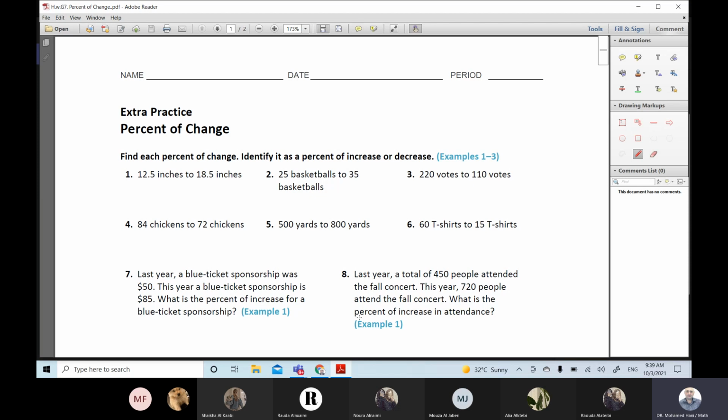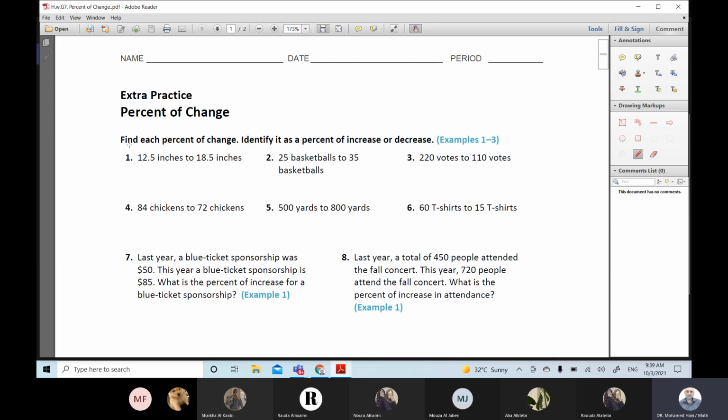Math grade 7. We are in the second model in the first lesson, percent of change. Today we will solve the homework of this lesson. So the first question, find each percent of change and identify it as a percent of increase or decrease.